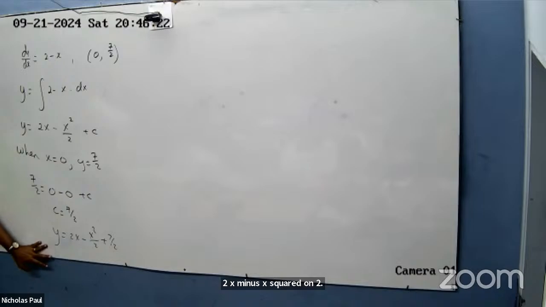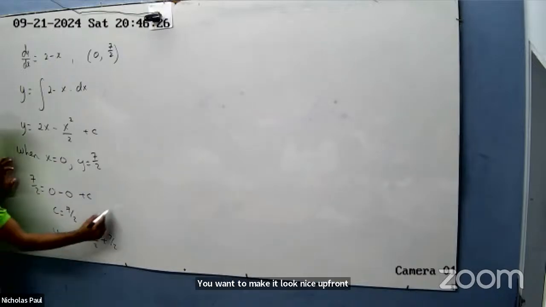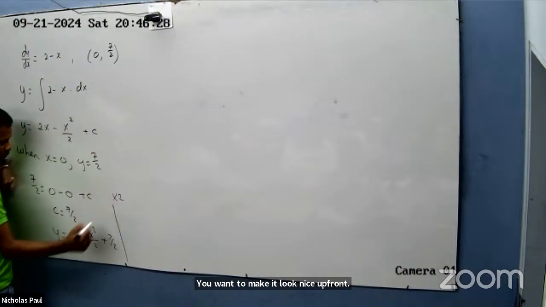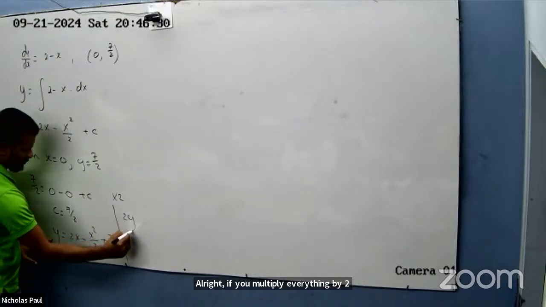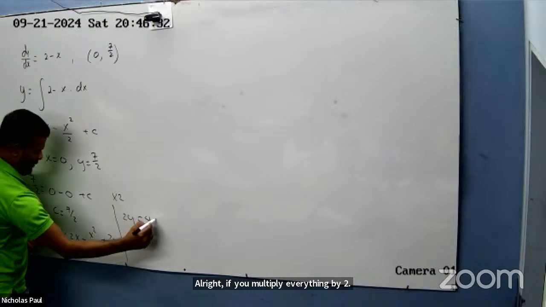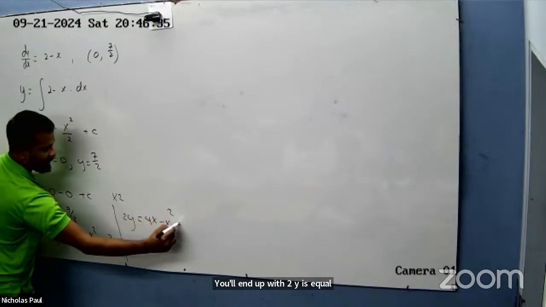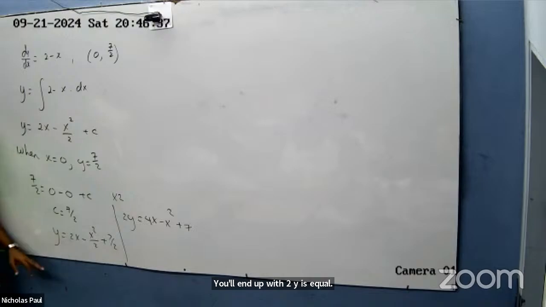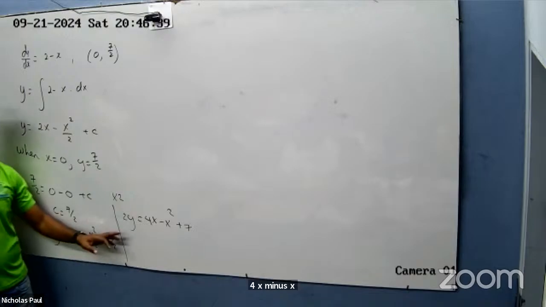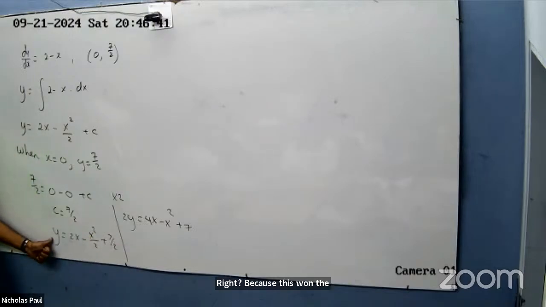If you want to make it look nicer, multiply everything by 2, and you'll end up with 2y is equal to 4x minus x squared plus 7. But you don't really do that, because generally we want the equation in terms of y. So up to here is good enough.